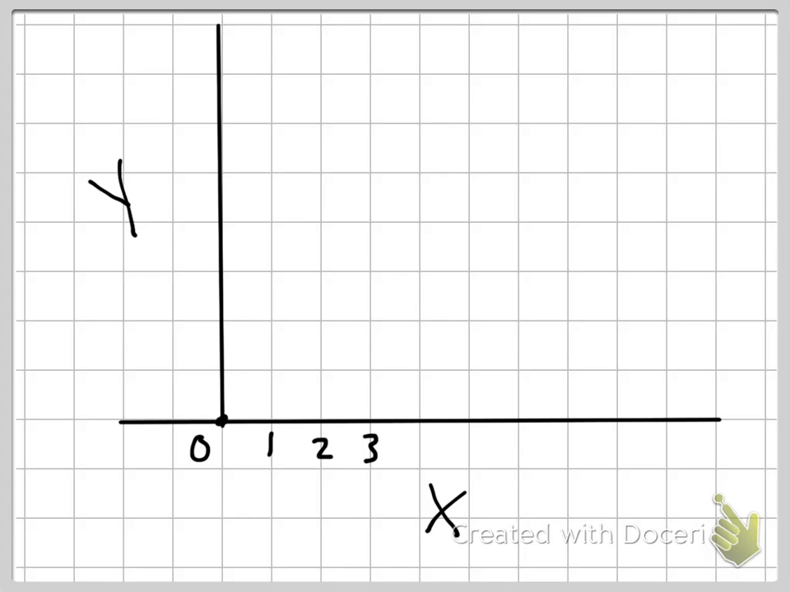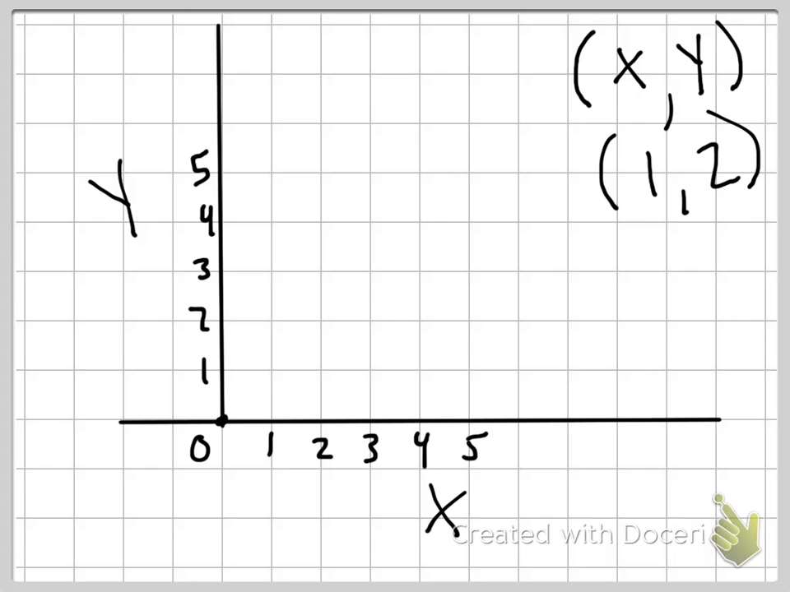So this may look like this. I'm going to go 1, 2, 3, 4, 5. When you read a point on a coordinate grid, it's in parentheses and there's a comma, and the x number always comes first and then the y number. So for example, if I had 1, 2, I would find the 1 on the x-axis, which would be right here, and then I would go up to the 2 on the y-axis and draw a dot. So I'd go over 1 and then up 2 and draw a dot.